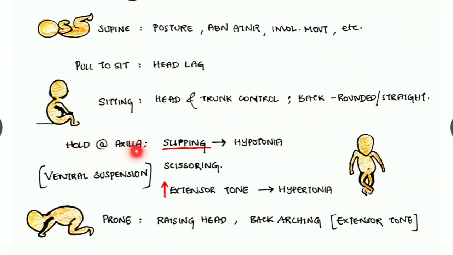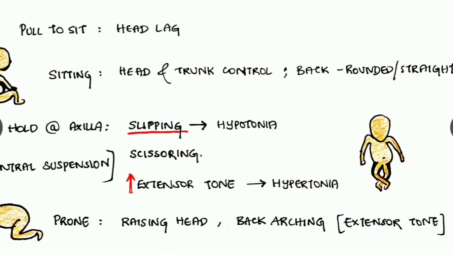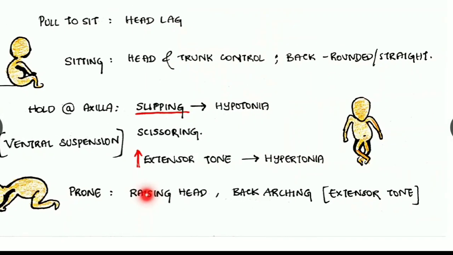Hold the child in the axilla and hang the baby. If you feel the child or the baby is slipping, then it is mostly due to hypotonia. Look out for the scissoring. Here the child's lower limbs are close to each other and look like scissors. Check for the increased extensor tone, which is due to hypertonia.